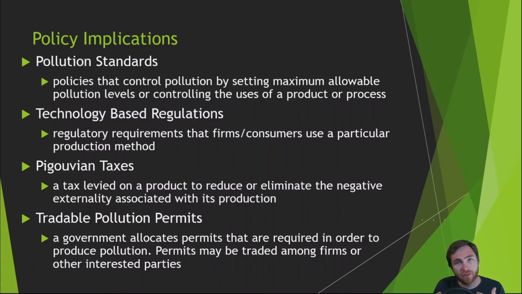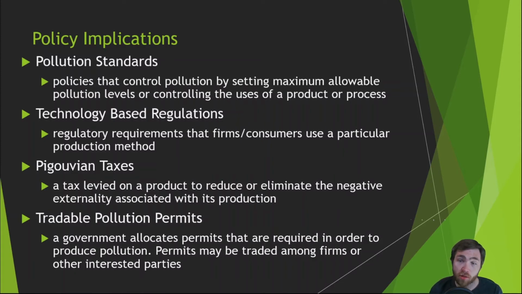A more effective approach that is used quite often is technology-based regulations. These are requirements that firms or consumers use a particular method. A really common example of this in the US, and I believe almost globally, is the requirement that cars have catalytic converters to reduce their emissions. Pigouvian taxes we've already talked about a bit, and these are just adjusting the equilibrium outcome of the market through taxing or subsidizing.